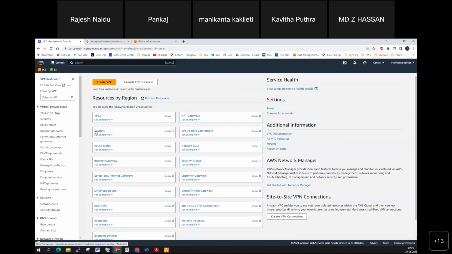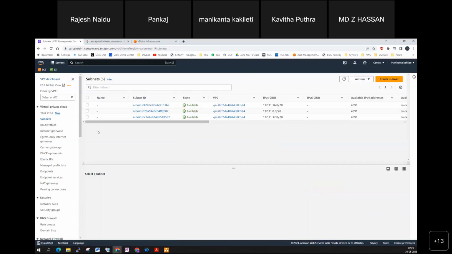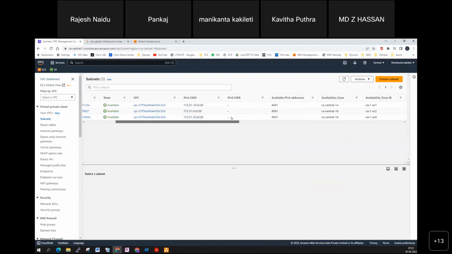Here, subnets. Subnets are nothing but, for the number of regions, they have created one subnet each. So totally 3 availability zones means 3 data centers are available. In Canada, 3 data centers are available.